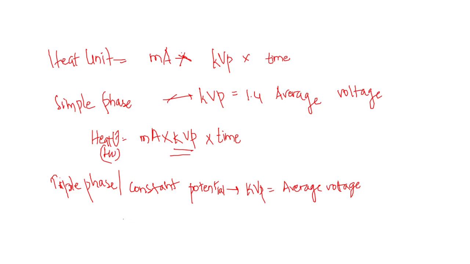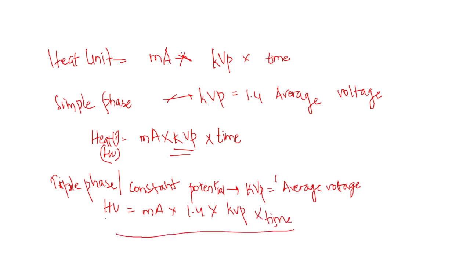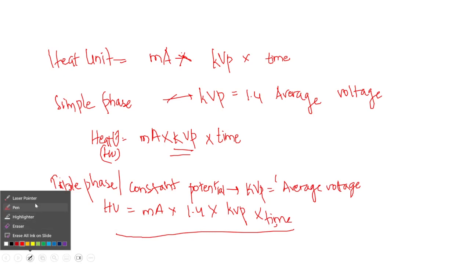Whereas in triple phase or constant potential, heat unit is equal to milliamperes into 1.4 into kVp into time. This is the heat unit for triple phase or constant potential. This is heat unit, which is an artificial system.